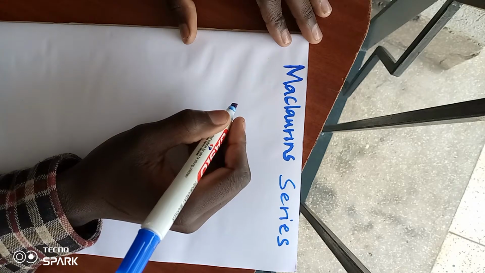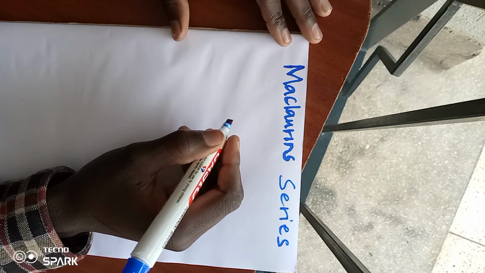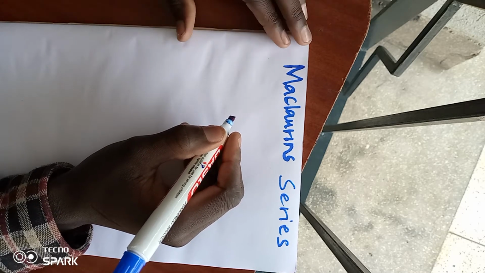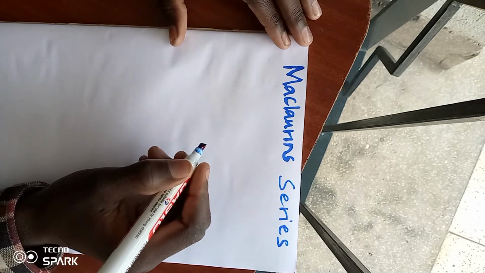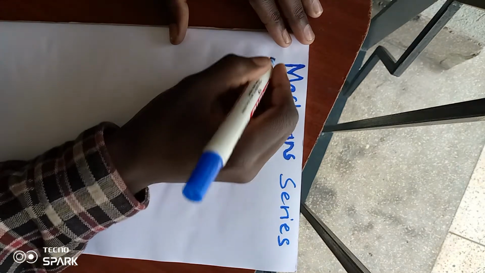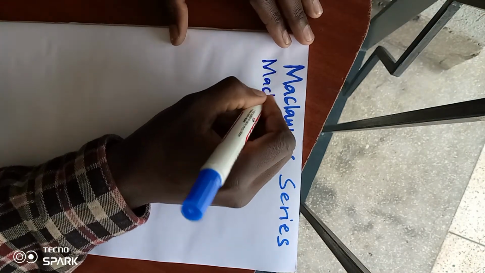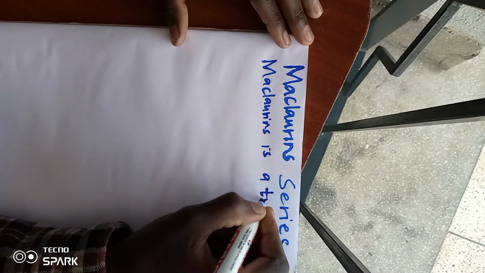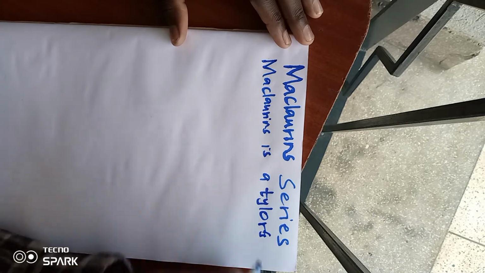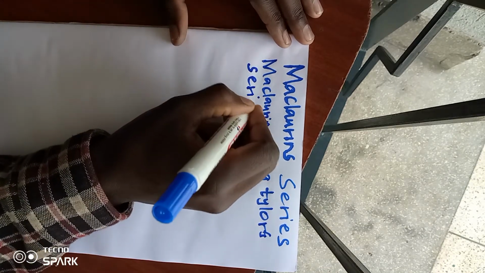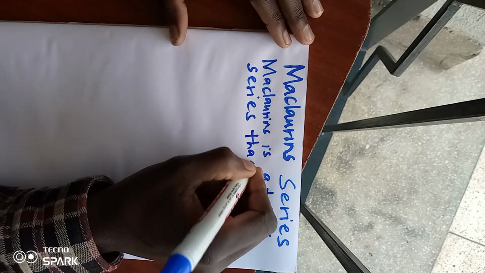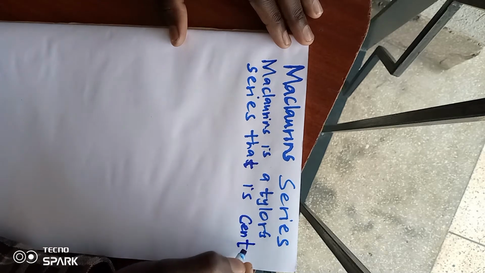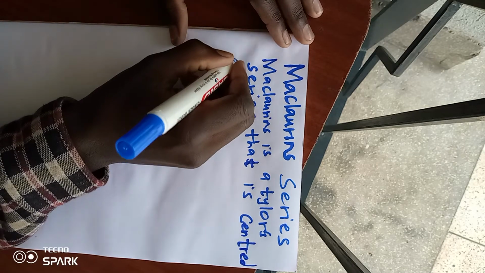I want to talk about the Maclaurin series. After the previous one, where I talked about the Taylor series, today we talk about the Maclaurin series. First, a Maclaurin series is a Taylor series that is centered at zero.